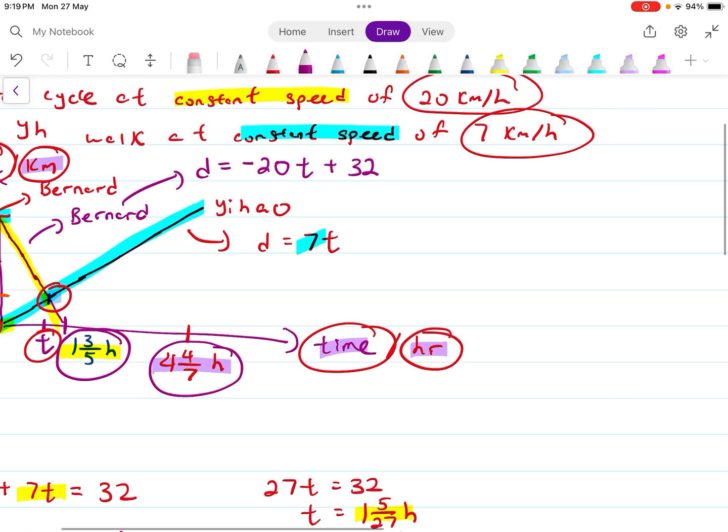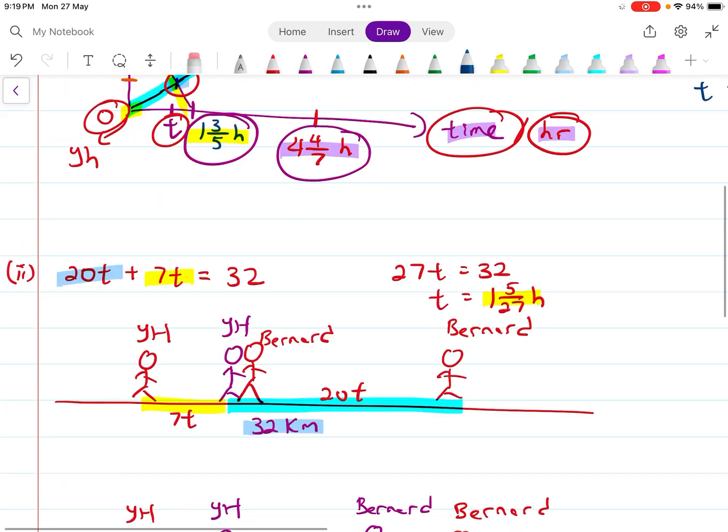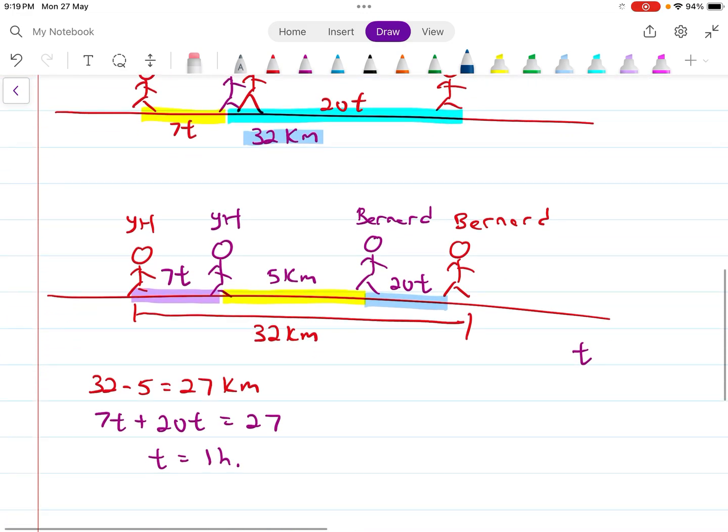Then what you need to do is, because they will meet, you just equate the first equation here and the second equation here. So 7t is equal to minus 20t plus 32. Now you move this to the left hand side, you will get 27t equal to 32. So t will give you the exact same answer as previously, about 32 over 27 hour. So that is how you do part 2a.